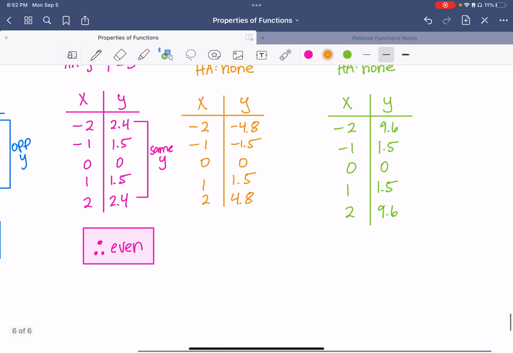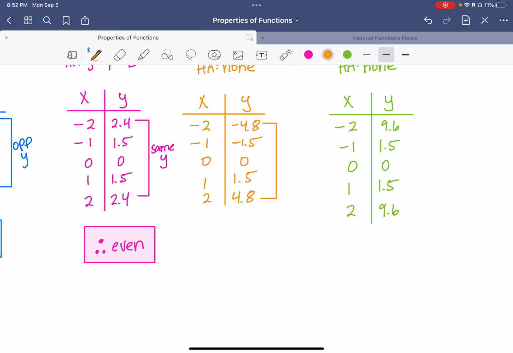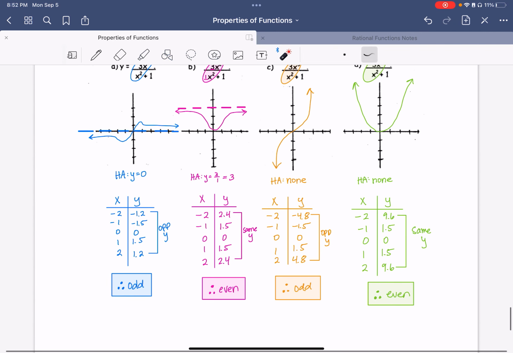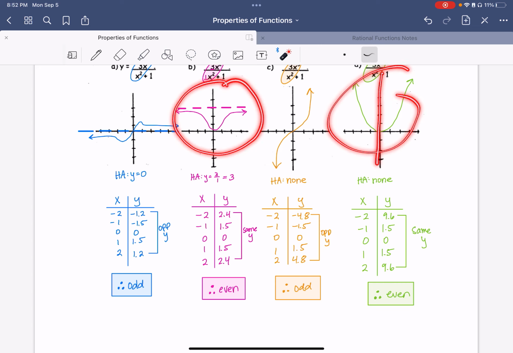Okay, on the orange, you can see they also changed signs. They started negative and now they are positive. So if it's opposite, O, O, O, it'll be odd. And then for the green one, they are all positive, so they stayed the same. So if the y values stay the same, then it's even. Okay, and you can also tell graphically. So remember, if you can reflect it across the y-axis and they touch, like these two, where they're even, you can reflect it across the y-axis and they'll be the same on the left and the right.